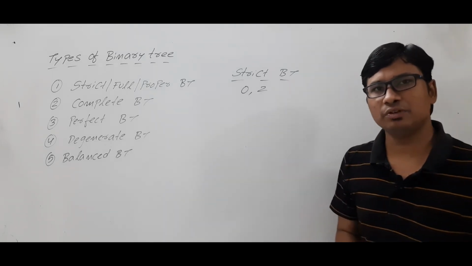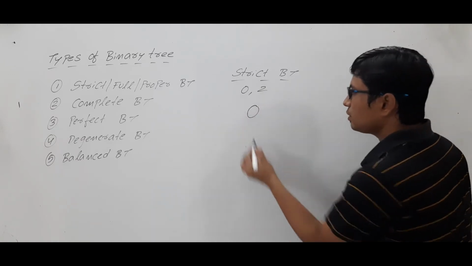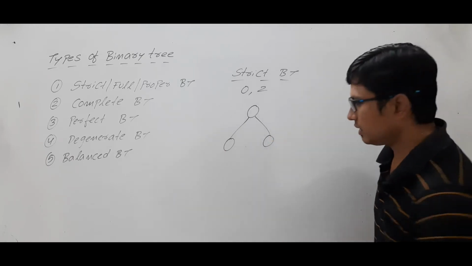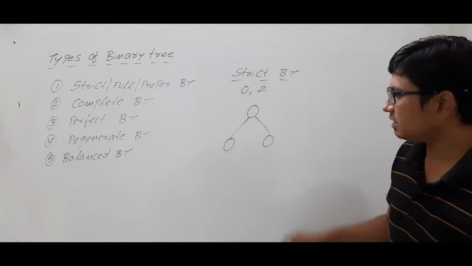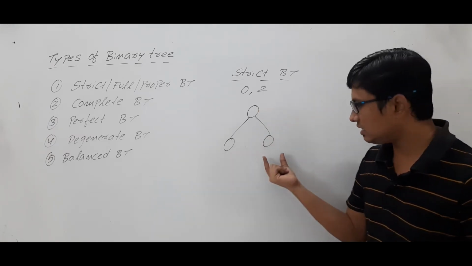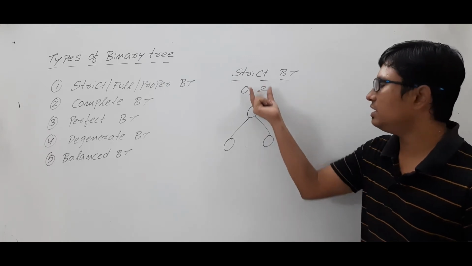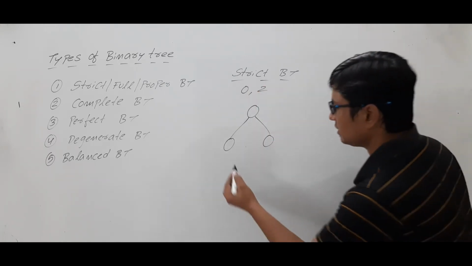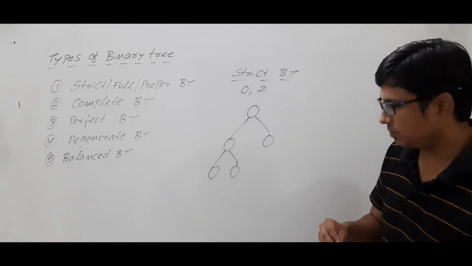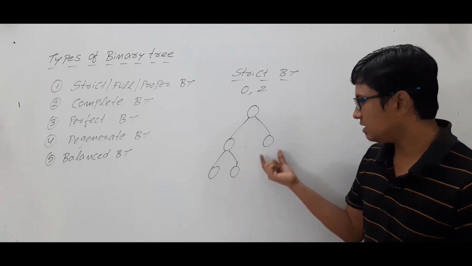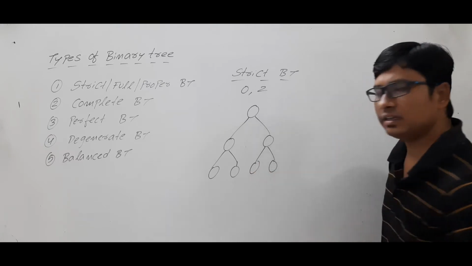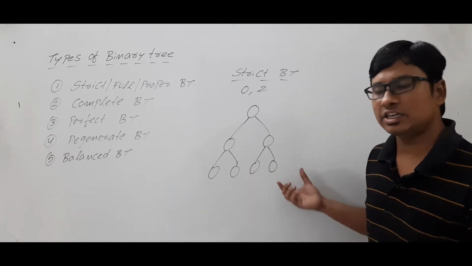Now let me give an example for the strict binary tree. Now this is a node. It can have 2 children. So can I call this a strict binary tree? Yes, this node is having 2 children, this node is having 0 children, this node is having 0 children. So this binary tree I can call a strict binary tree. Now can I call this one a strict binary tree? Yes, I can call it because this node is also having 2 children, this node is having 0 children. Now can I call this one a strict binary tree? Yes, I can call this one a strict binary tree.